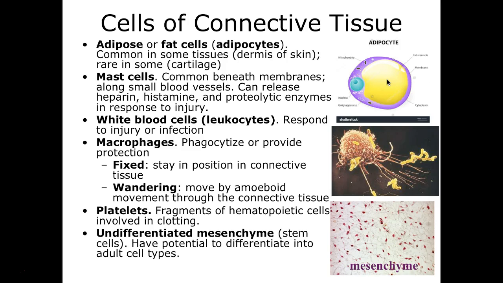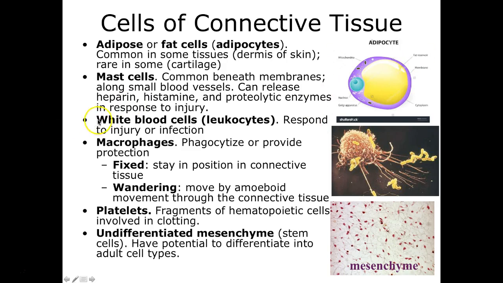We will also have our mast cells, which are common beneath membranes and along blood vessels because they are there to release heparin, histamine, and proteolytic enzymes in response to injury. So anytime we have a broken blood vessel, your mast cells are there to kind of alert your immune system that there's some type of trauma or infection, and to come and repair that.